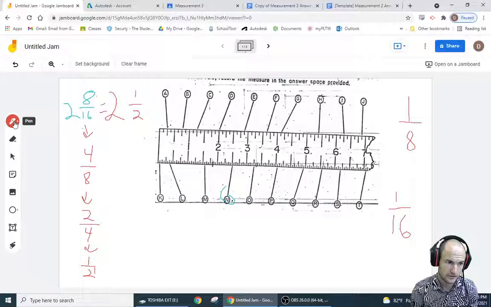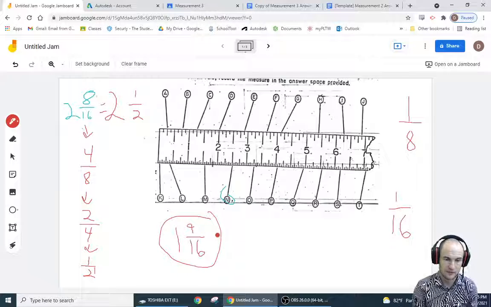Now, that's not always the case. Like if we went to M right here, M is 1, because we go past the 1 but not the 2, and then it's 1, 2, 3, 4, 5, 6, 7, 8, 9. So M is 1 and 9/16. And since the top number is odd, I do not have to reduce it. So this is pretty much the overview for this sheet.